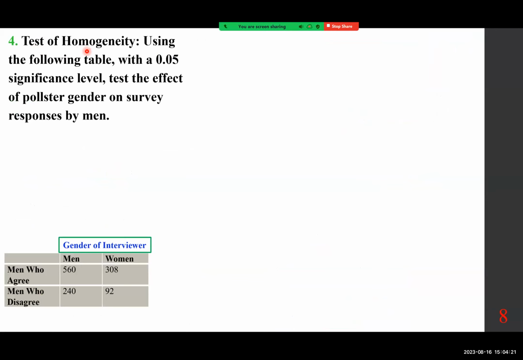To test homogeneity using the following table with a 0.05 significance level, test the effect of pollster gender on survey response by men. Ultimately, it becomes the same as the chi-square test, okay? And so men, women, and these are the gender of interviewers, and men who agree, men who disagree, and so forth. In other words, depending upon who is doing the interviewing, we may have a different answer.